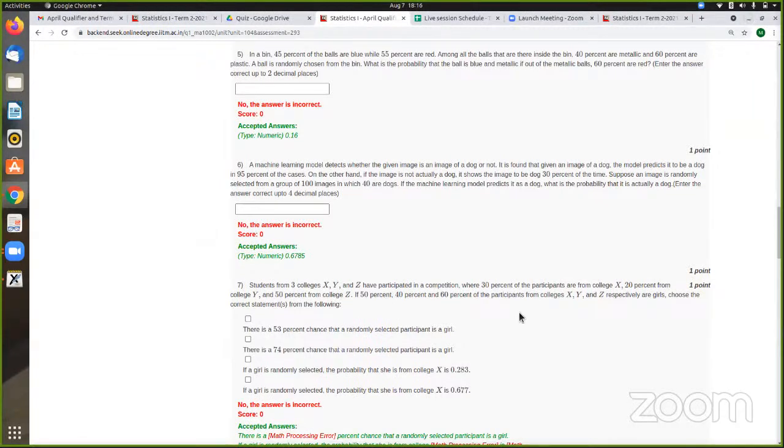So it's found that given an image of a dog, the model predicts it to be a dog in 95% of the cases, and on the other hand, if the image is not actually a dog, it shows the image to be a dog 30% of the time. Suppose an image is randomly selected from a group of 100 images in which 40 are dogs.